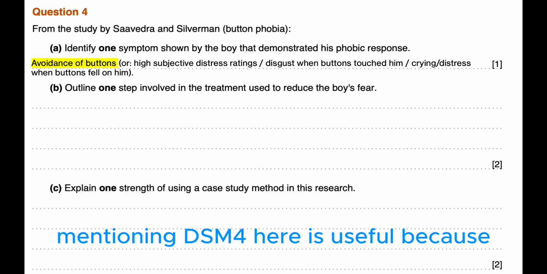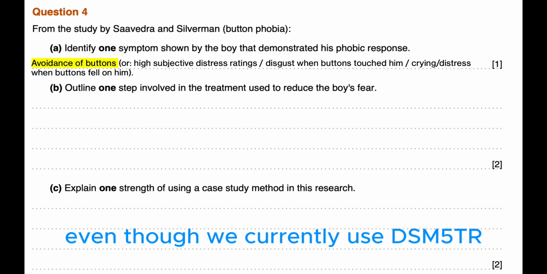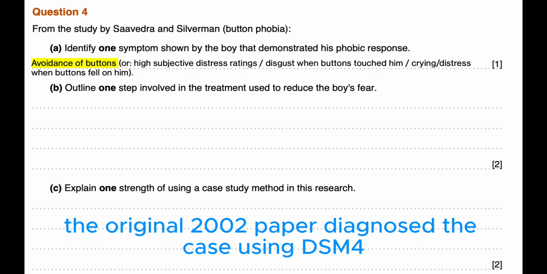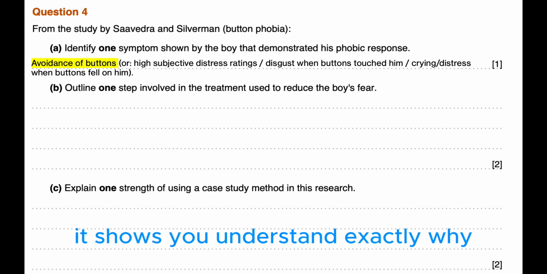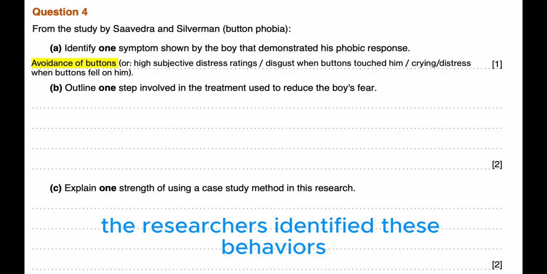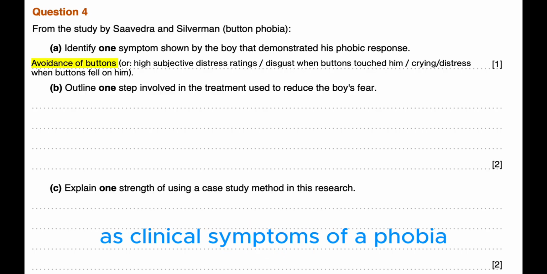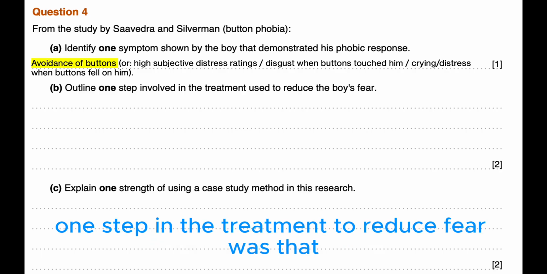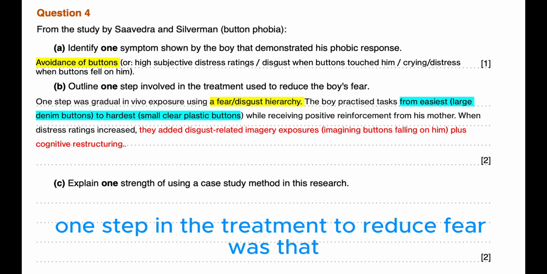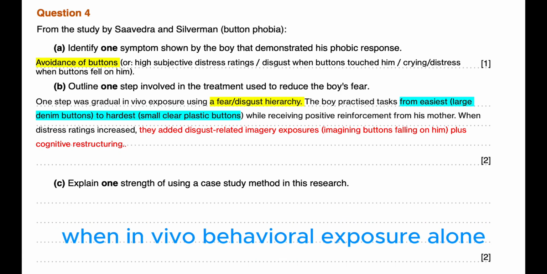Mentioning DSM-4 here is useful because even though we currently use DSM-5-TR, the original 2002 paper diagnosed the case using DSM-4. It shows you understand exactly why the researchers identified these behaviors as clinical symptoms of a phobia rather than ordinary fear.